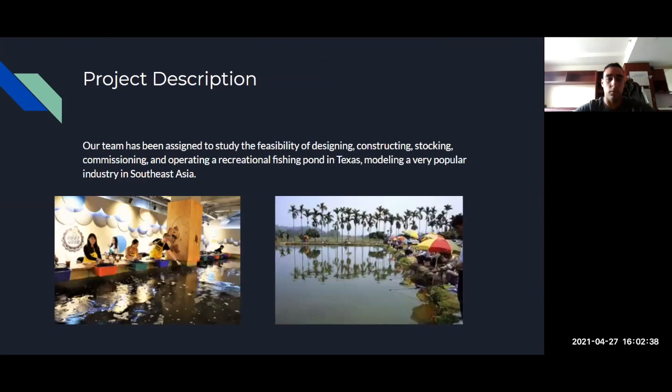What our project entailed is that we were hired by two clients from Taiwan to help them introduce a popular hobby from Southeast Asia, which is called fishing, and what that basically involves is fishing indoors in places where you can't normally fish because they are in cities. Our job is to help them design and construct a building and help them find an area that is suited for such a business here in Texas, specifically in the Houston area.